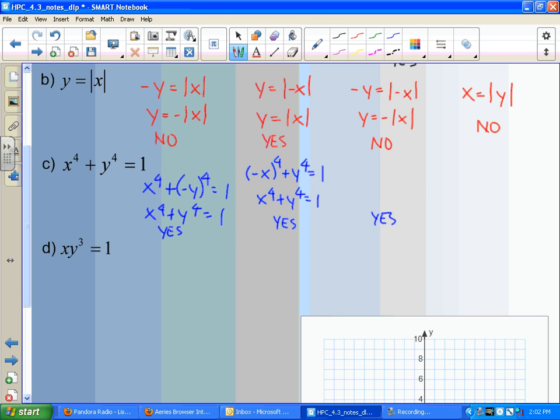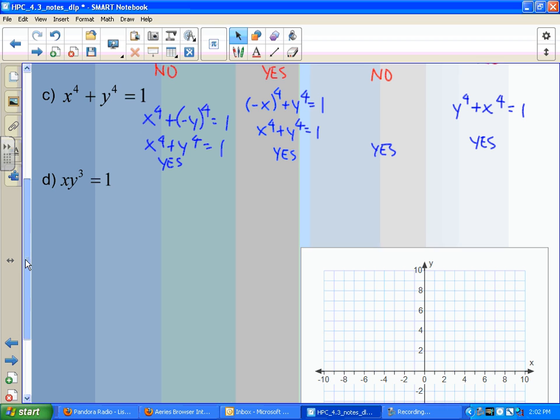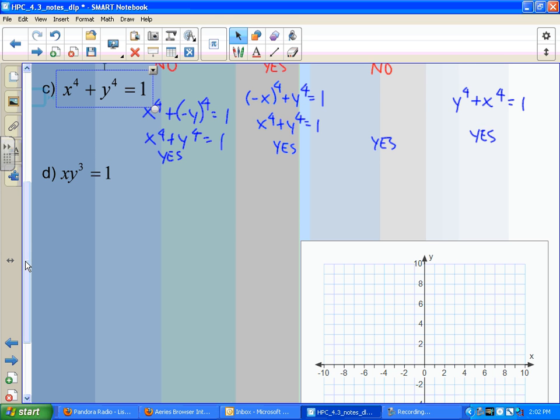And then if we switch y's and x's and make it y to the 4th plus x to the 4th equal 1, that's the same thing as x to the 4th plus y to the 4th equal 1 because of the commutative property of addition. That means that's going to be symmetrical. So this is symmetrical around everything. So what does it look like? Well, funny you should ask. Wait, what's the origin one? Negative x to the 4th minus y to the 4th. Negative x to the 4th becomes x to the 4th. Negative y to the 4th becomes y to the 4th.